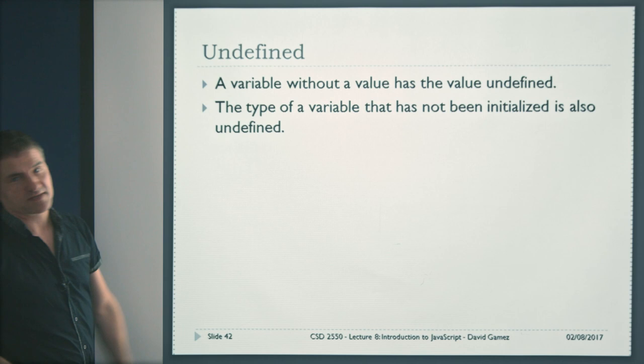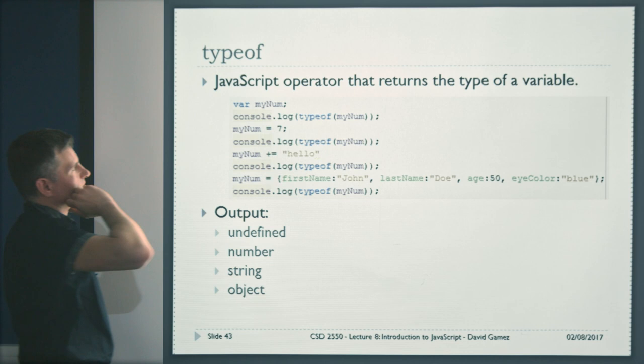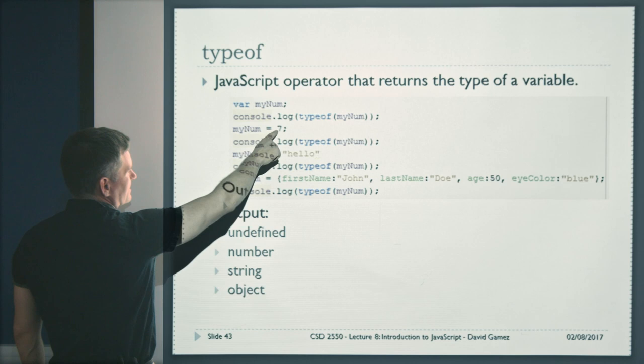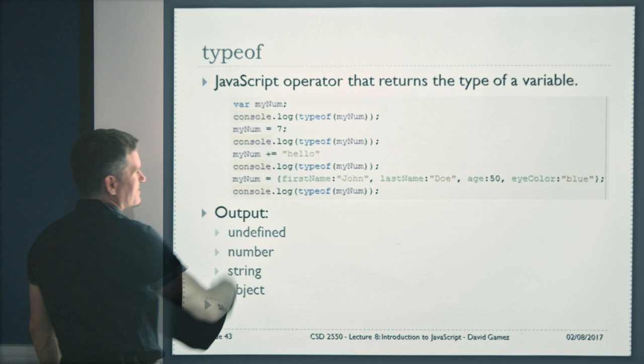Now, if you want to dig down into how the browser's interpreting the variables, you can use this typeof operator that returns the type of variable. So here we've got variable my number, and if we log the type of my number, we first get undefined because it hasn't been assigned to anything. Then we assign it to 7, and typeof, in this case, will say, well, this is a number, because I'm interpreting this as a number variable. If we add it to a string, the type will then become a string. So number plus a string is a string.